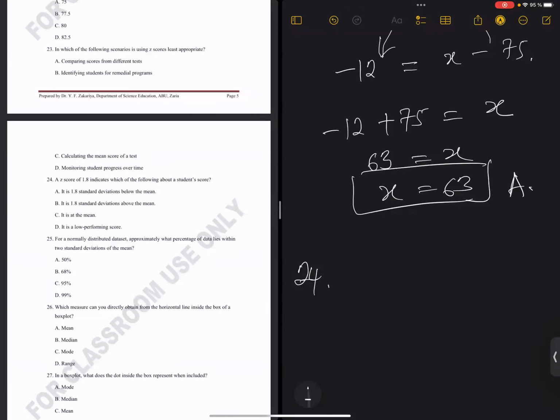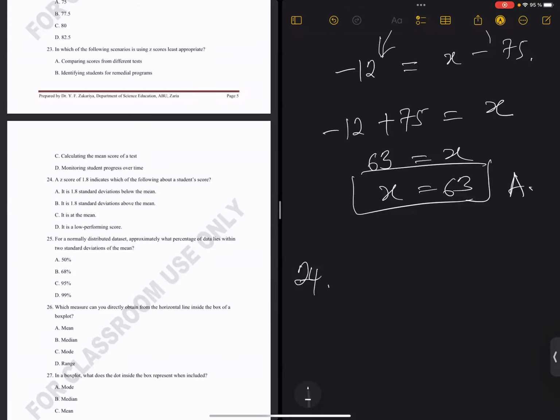I read the question again. A Z-score of 1.8 indicates which of the following about a student's score. They want you to interpret. This is a conceptual problem. A, it is 1.8 standard deviation below the mean. B, it is 1.8 standard deviation above the mean.